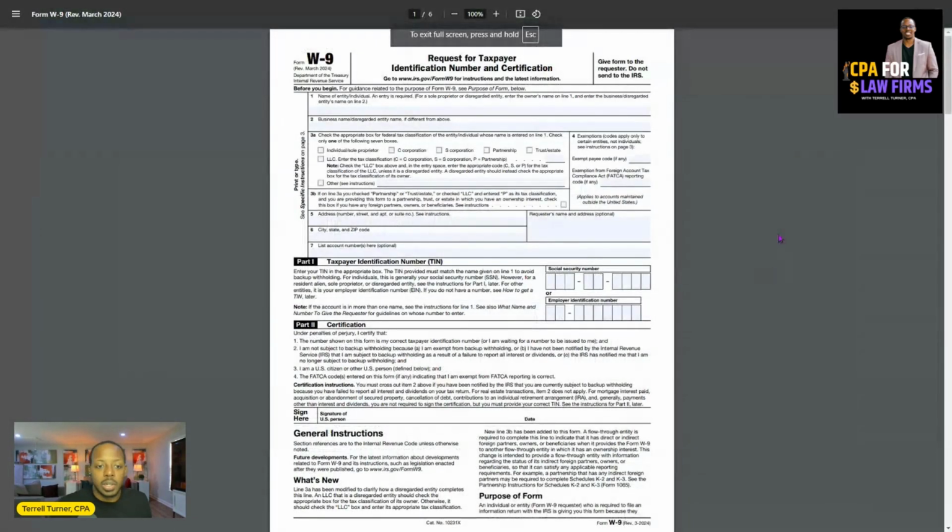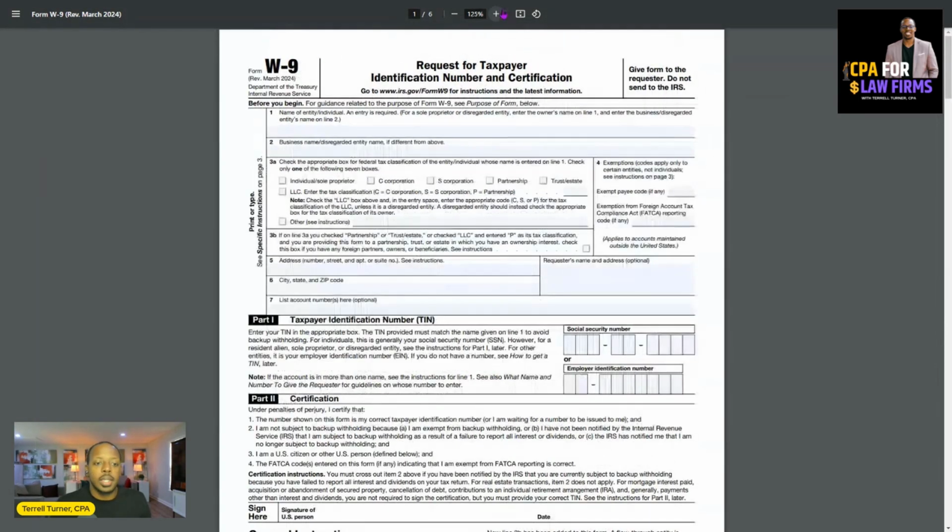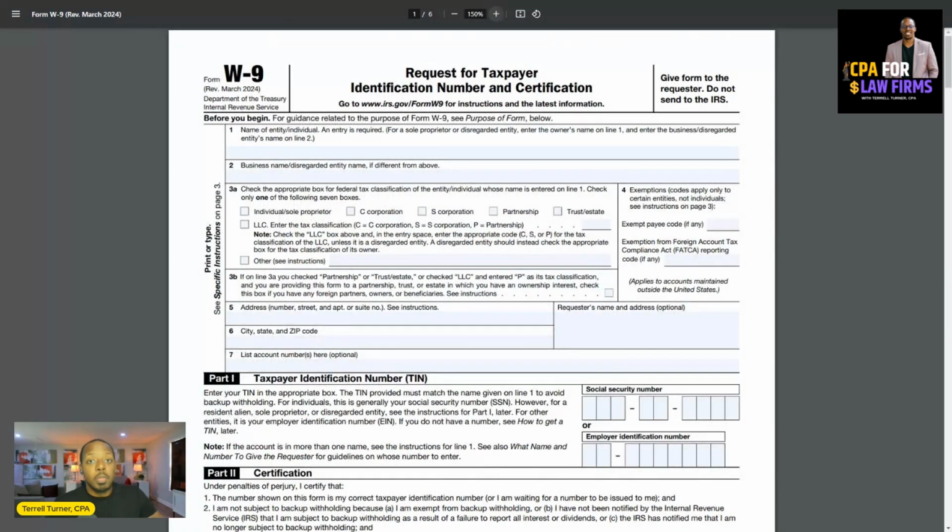So the way a W-9 works is, whenever you're going to have someone provide a service, what I would recommend is that before you pay them, you want them to fill out a W-9, because the W-9 is going to give you all of the necessary information that you need to be able to file the 1099 at the end of the year or in January. So you're not running around trying to get this stuff at the last minute.